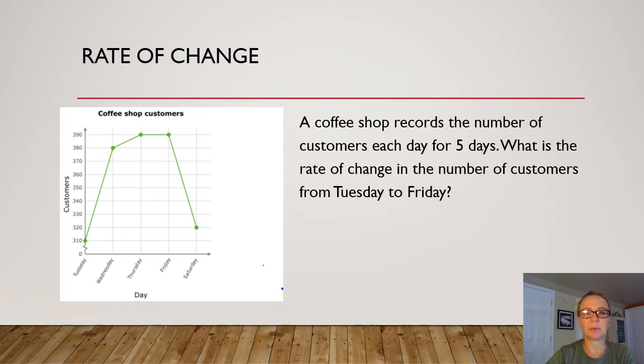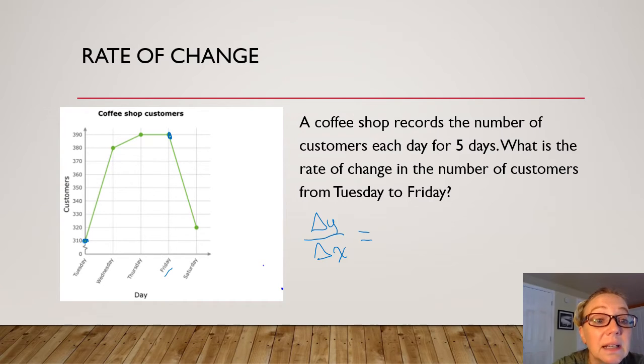We're going to do an example. This graph shows the number of customers each day for 5 days. What is the rate of change in the number of customers from Tuesday to Friday? Well, here's Tuesday, and here is Friday. So I'll make those two dots blue. We're looking for delta y over delta x from one blue dot to the other.